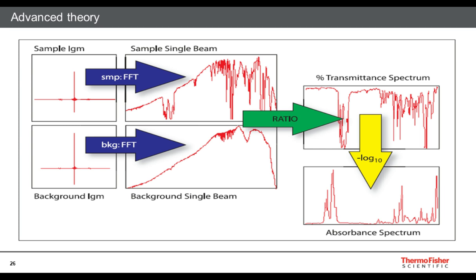Once we get into advanced theory, we start talking about the interferometer, interferometry, and using fast Fourier transform in order to convert that time domain interferogram into a frequency domain spectrum, and then the difference between the transmittance and the absorption spectra, and working with both of those.